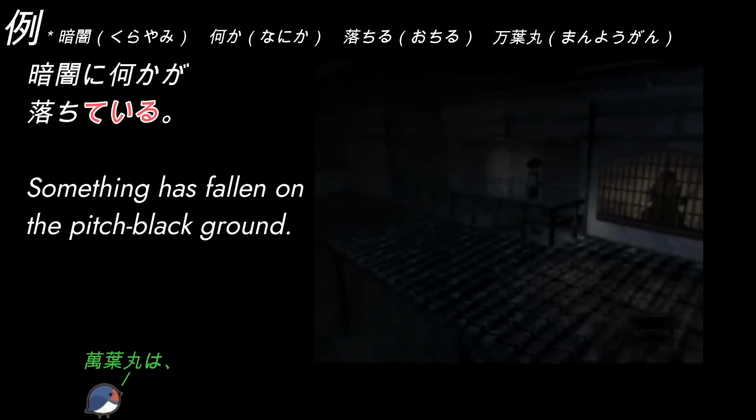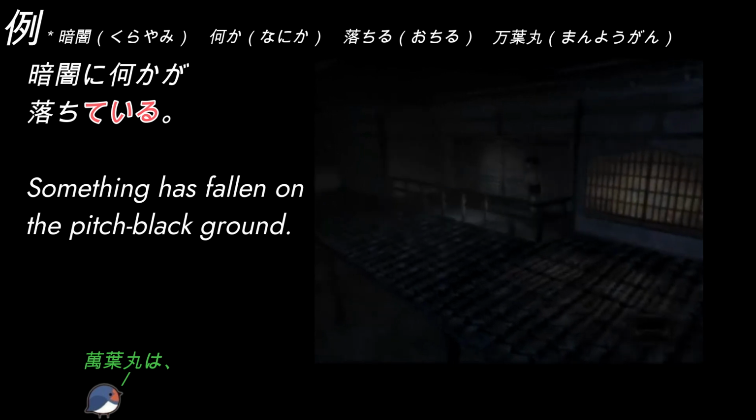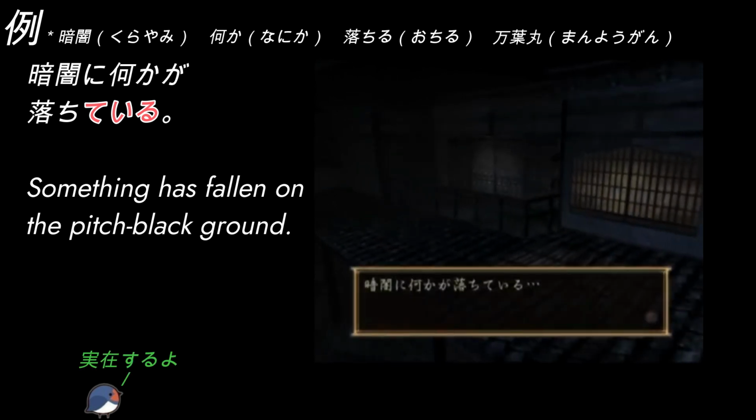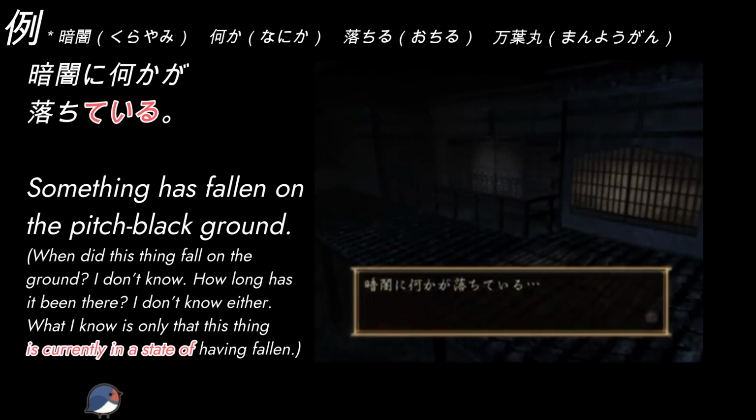Please remember the name of this recovery item. It will be used later, okay? Manual gun. Remember this name. So, similarly, when did this manual gun fall on the ground? I don't know. How long has this manual gun been there? I don't know. So, this is the current state of this manual gun. This is what I saw, so we can use ている.